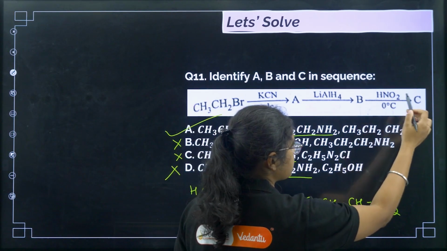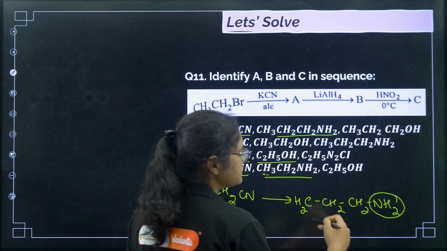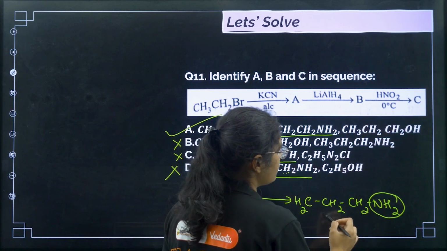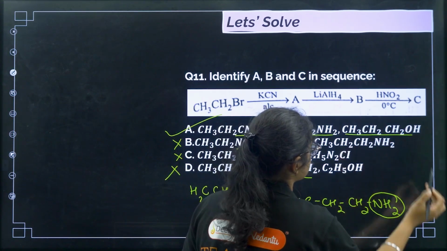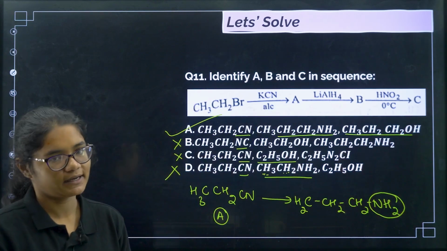Now if you treat it with HNO2, just now we discussed primary amines on treating with nitrous acid will give you alcohols. So we'll get CH3CH2CH2OH. So that is this one. So correct answer is option number A here.